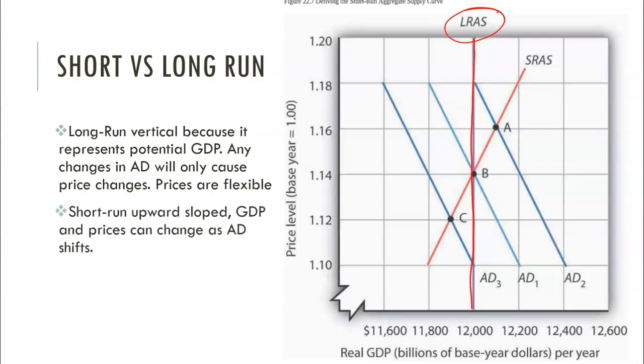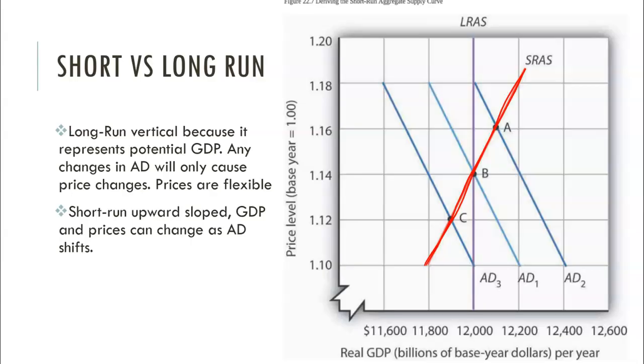Short run, we're going to have this upward sloping supply curve. So that's going to be SRAS, short run aggregate supply. So we're going to have an upward sloping line. And you can see that our short run aggregate supply can actually cross through the long run aggregate supply, meaning sometimes we can actually be producing a little bit beyond our potential GDP. The result of this is we're probably going to have a lot of inflation.